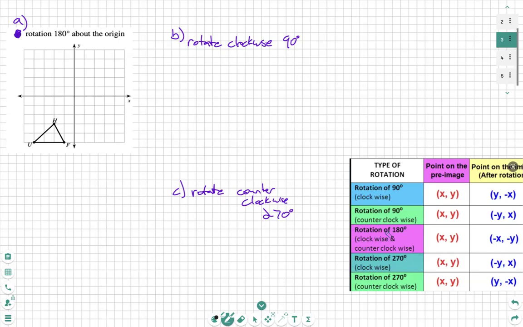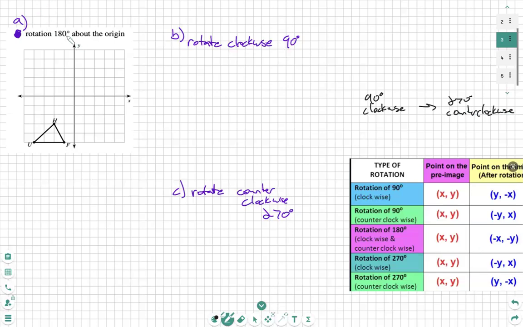If you notice, a lot of these match up. For example, 90 degrees clockwise will be the same thing as 270 counterclockwise. So that's why it's important to remember this chart and how it works. So let's start with some examples.